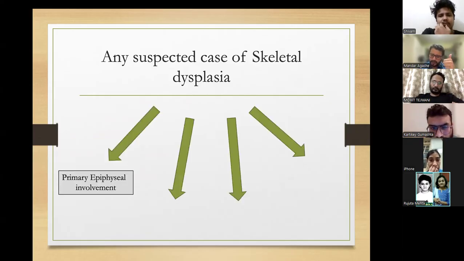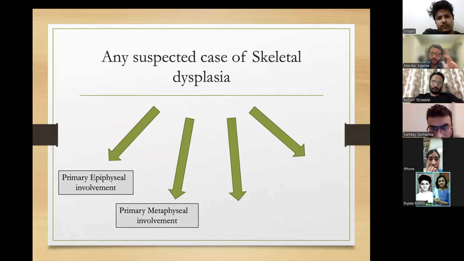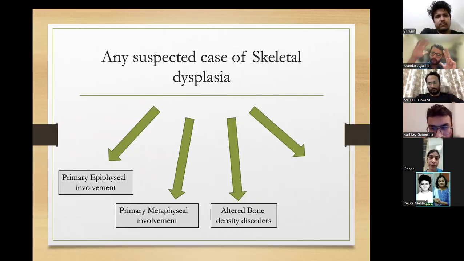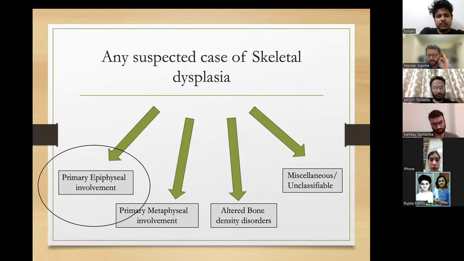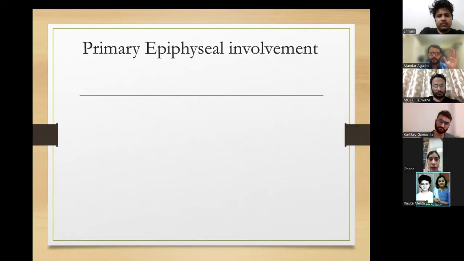Whether it is a primary epiphyseal involvement. Second, whether it is a primary metaphyseal involvement. Third, if epiphyses and metaphyses are fairly okay, but the bone density is abnormal. And last, if it is unclassifiable, you can't classify it exactly as any of these. All right. So let's look at each of them. The most number of skeletal dysplasias are epiphyseal skeletal dysplasias. All right.